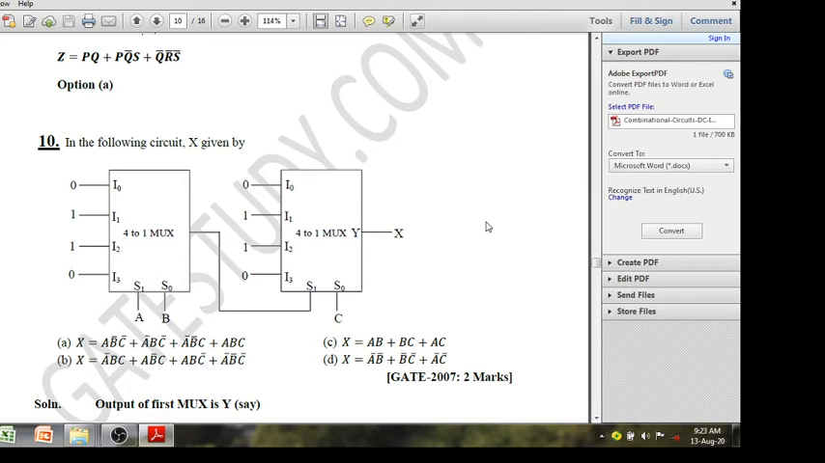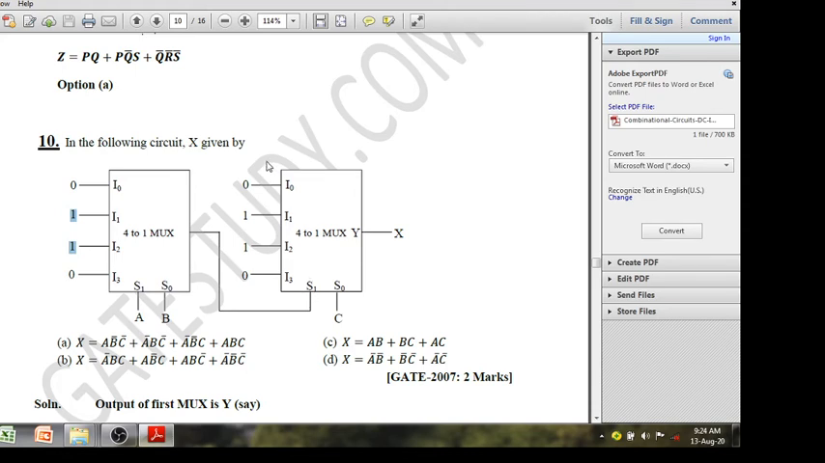What will be the output X? First determine, suppose this is F. Okay, just again write down the equation here. F is A bar B bar into I0 plus A bar B into I1, similarly A B bar into I2 plus A B into 0. This is 0, this is 0, so 1 1. This is nothing but A XOR B. So A XOR B here you are getting.